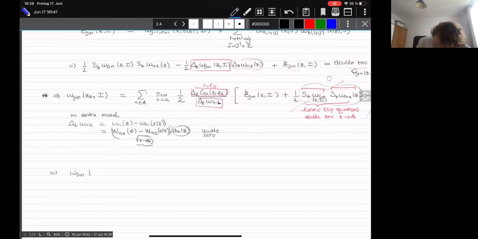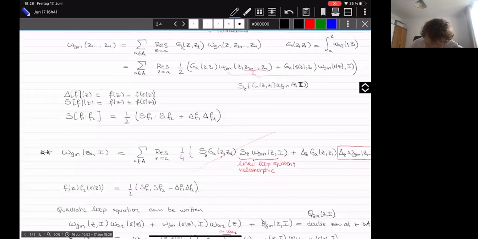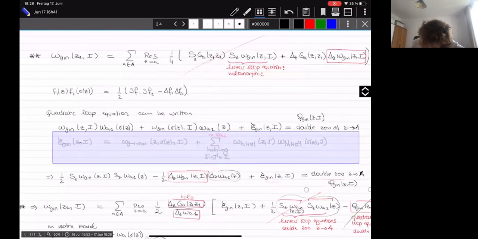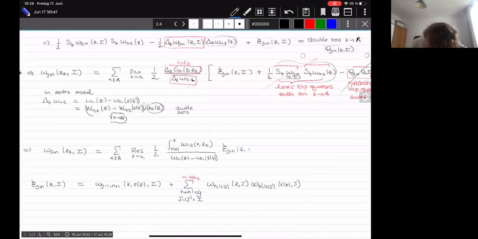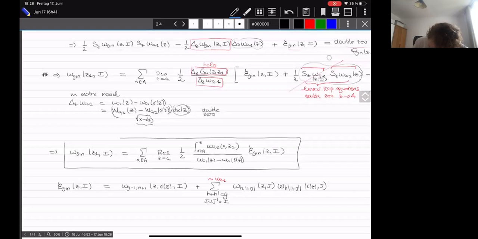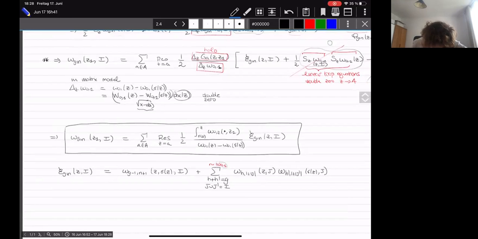And so we're left with the formula that omega gn z1i is the sum over A of residues at z equal A, a half of, so I'm going to rewrite that more explicitly. So delta of GA was this. The delta of omega 0, 1 is this. And the E, we had written it here. So I'm just going to copy it. And because precisely we moved here, there was no omega g and omega 0, 1, that only contains omega g prime n prime with 2g prime minus 2 plus n prime smaller than 2g minus 2 plus n. And this is a topological recursion formula.